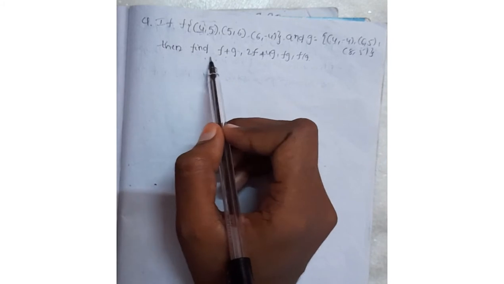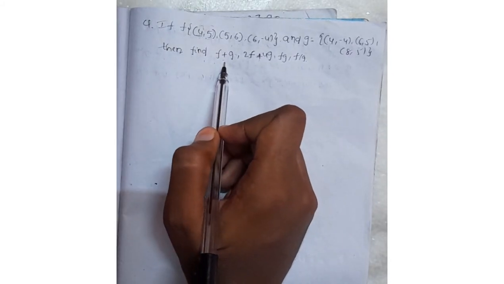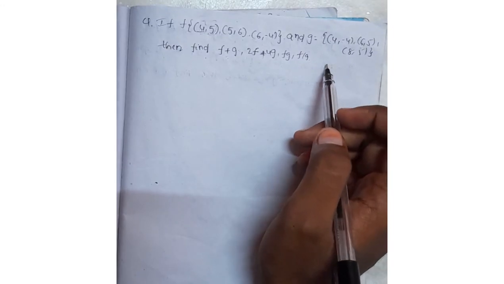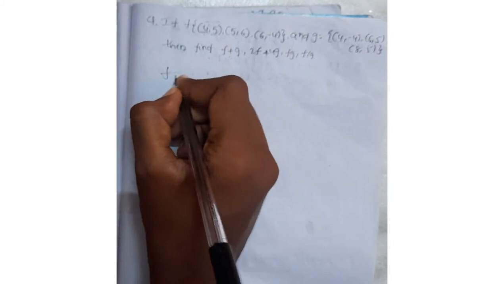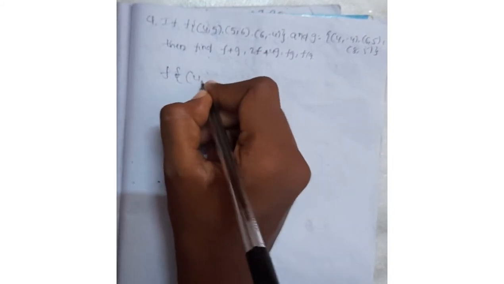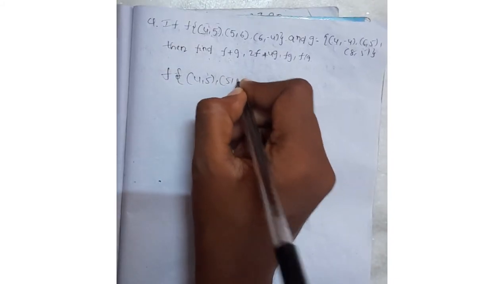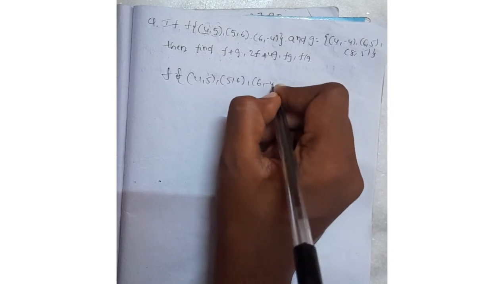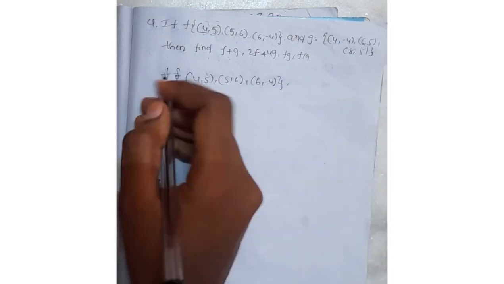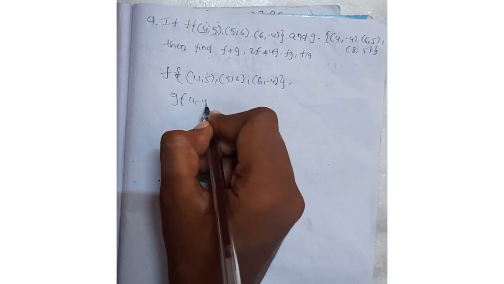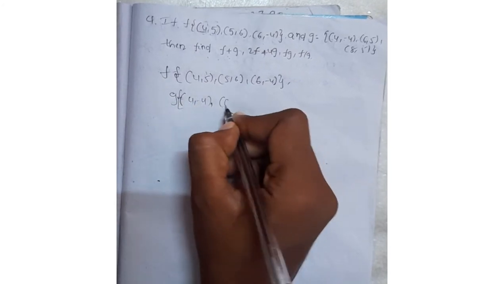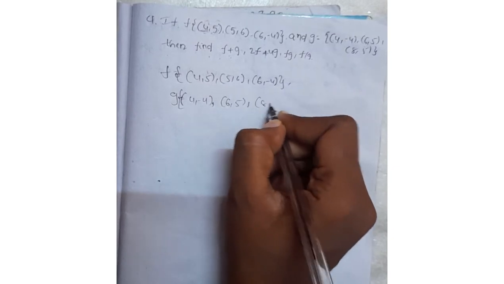And we are asked to find f plus g, 2f plus 4g, fg and f by g. So we have to do operations between these two functions. Okay, the given functions are f: (4, 5), (5, 6), (6, 4), and g: (4, -4), (6, 5), (8, 5).